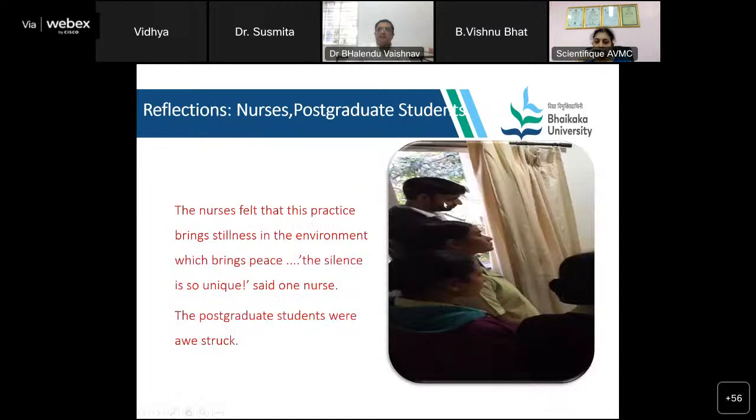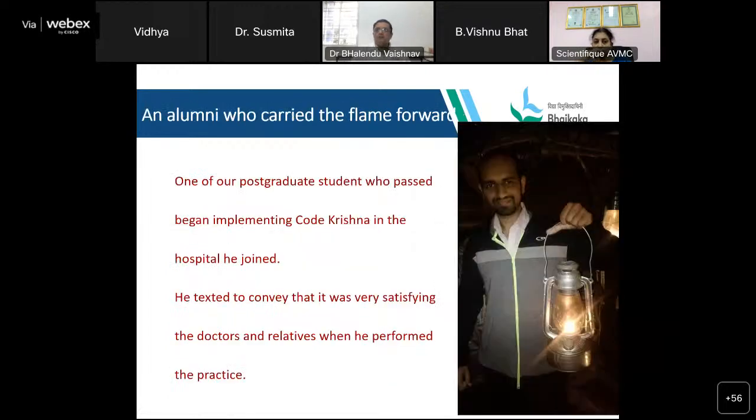Now the PG student in this photograph went to another hospital after his MD. Then one day his SMS came. Sir, I have done Quote Krishna in my hospital, Zydus Hospital. So he carried the lamp. See, we are in a medical college, and the actions, the practices will be greatly imbibed by students who are part of the practice.